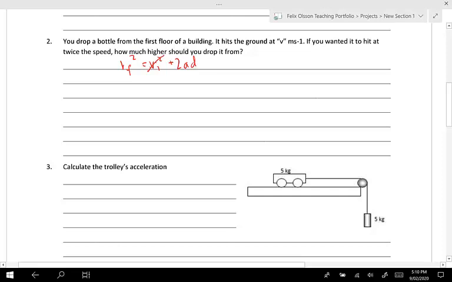And so if this is D1, what must D2 be to give us 2 Vf, all squared, equals 2 times A times what in terms of D1? So how would this question mark compare to D1? That's what question 2 is asking.